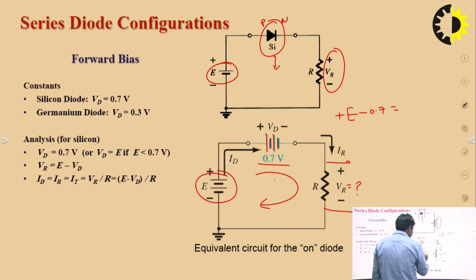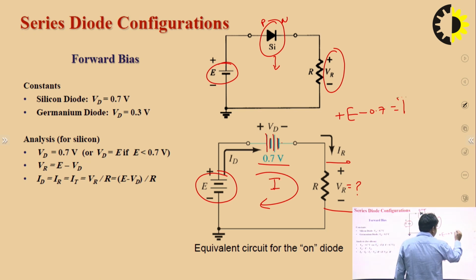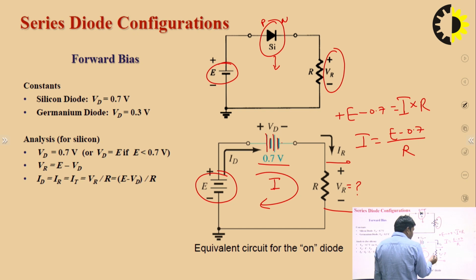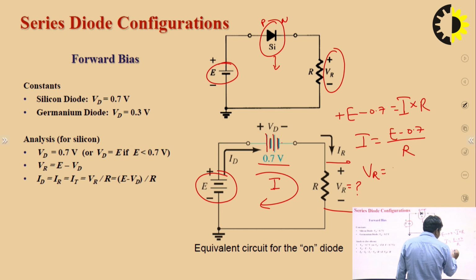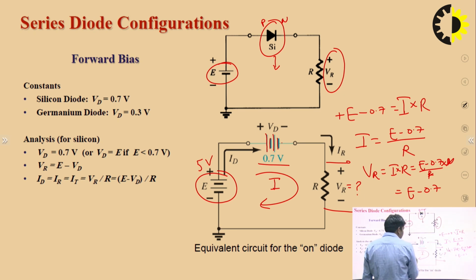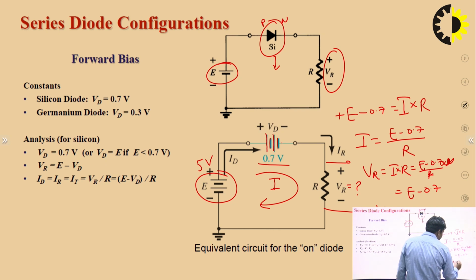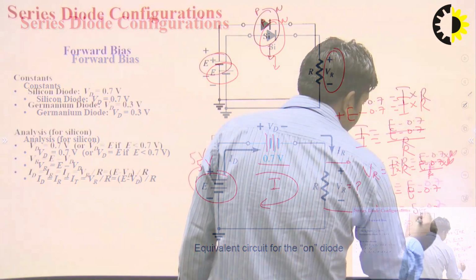And what is the current? If we say the current I flows, then the drop is I into R. So the current flowing in that circuit is (E minus 0.7) upon R. And the voltage across R is equal to I into R, that means (E minus 0.7) upon R into R, that means E minus 0.7. So if we apply E equal to 5 volts, then VR is 5 minus 0.7, which is 4.3 volts.